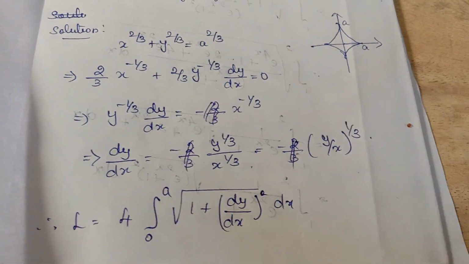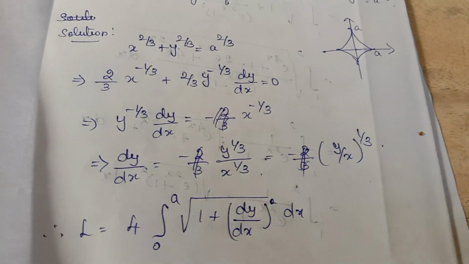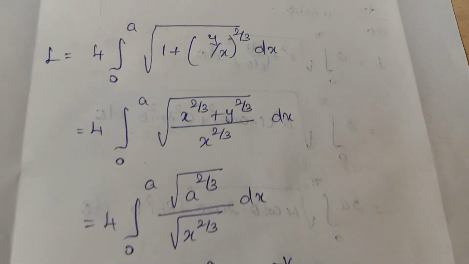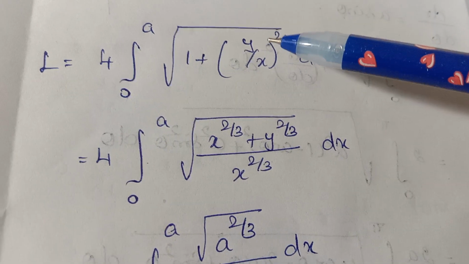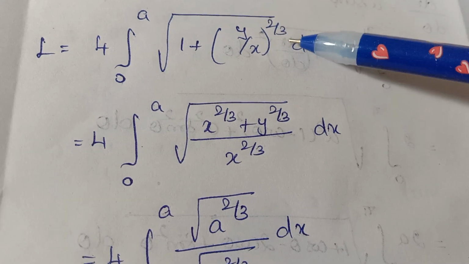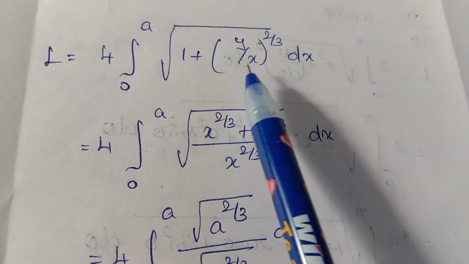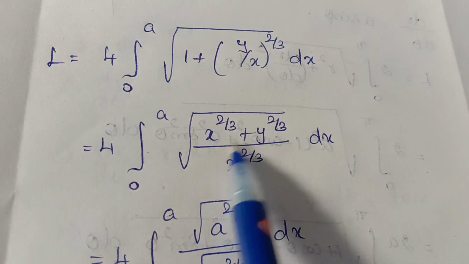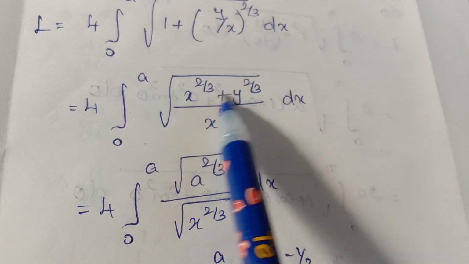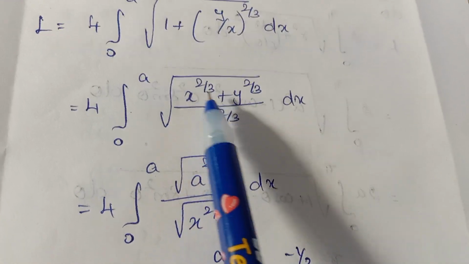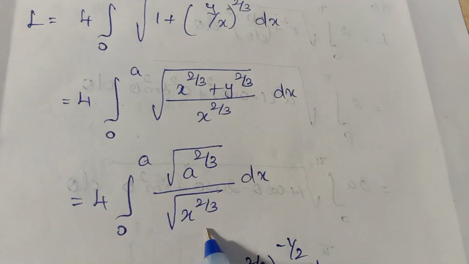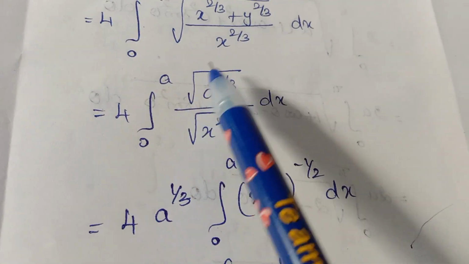Now substitute in the formula. What is the length formula? Since we are finding in the first quadrant and multiplying it by 4, it is 4 times the integral from 0 to a of root of 1 plus (dy by dx) whole square. Instead of dy by dx, it is y power 1 by 3 by x power 1 by 3. This whole square means what? Power 2 by 3, into dx. So simplify this: (x power 2 by 3 plus y power 2 by 3) by x power 2 by 3 dx. See, this is the equation of the asteroid given in the question. So I can equate this to a power 2 by 3. So a power 2 by 3 by x power 2 by 3. So this power 2 and square root will get cancelled.